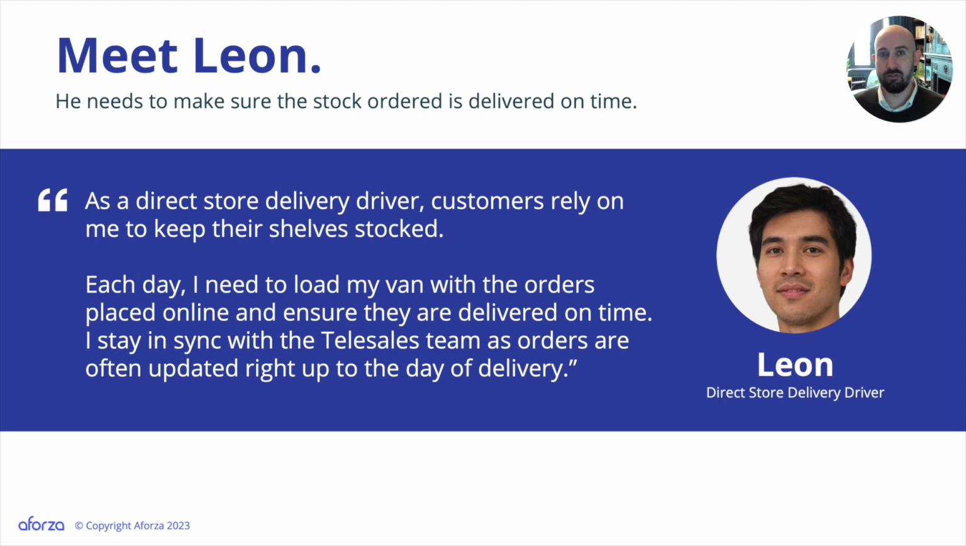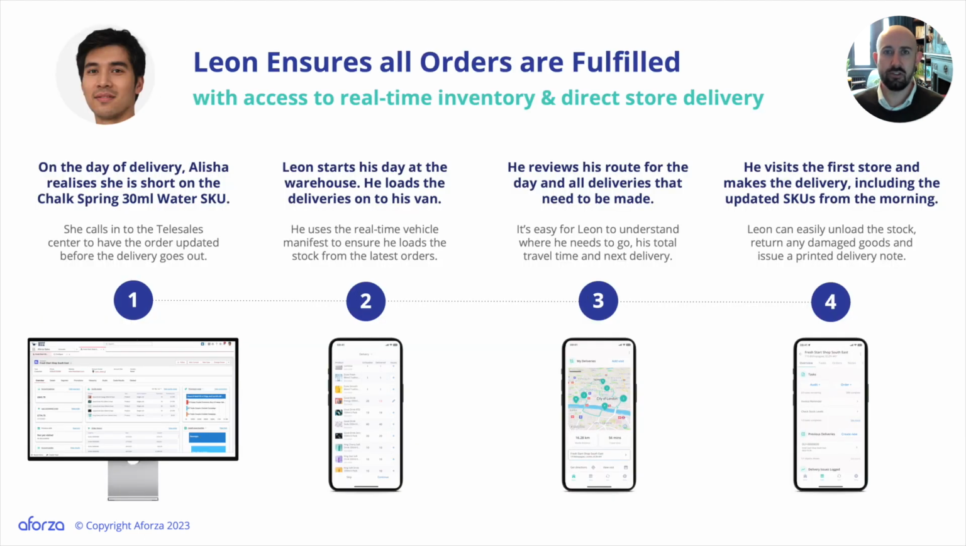We're going to be taking on the persona of Leon, and Leon's job is really the delivery and fulfillment of these orders coming through from B2B. So in this demonstration, we're going to be seeing firstly how Alicia can make a change to an order by calling the call center and having a telesales agent pick up that order and make some adjustments to it.